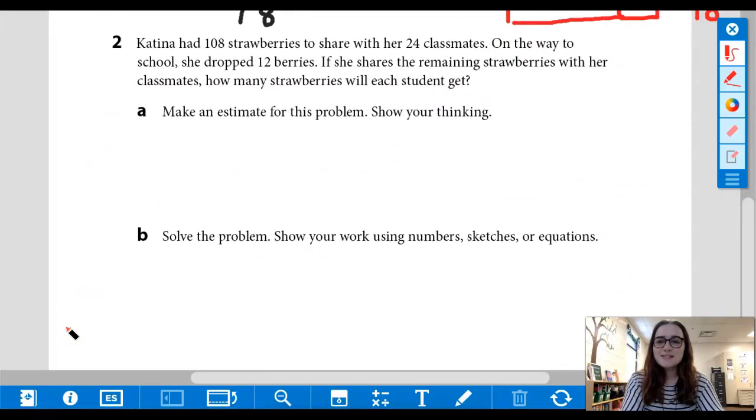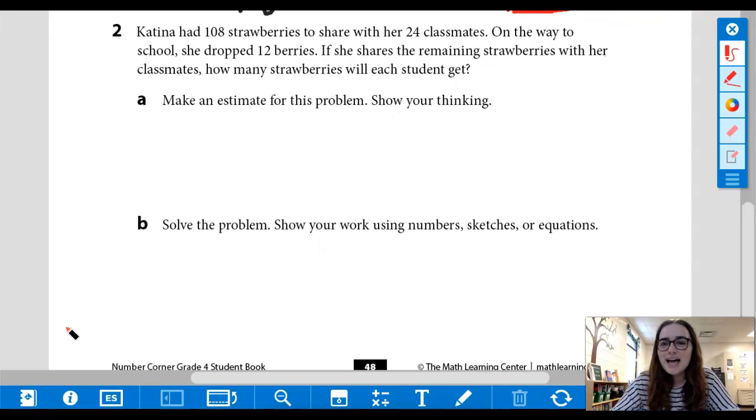All right, number 2. Katina had 108 strawberries to share with her 24 classmates. On the way to school, she dropped 12 berries. If she shares the remaining strawberries with her classmates, how many strawberries will each student get? Remember, A is to make an estimate. I want you to take your time and make a quick estimate and show your thinking.